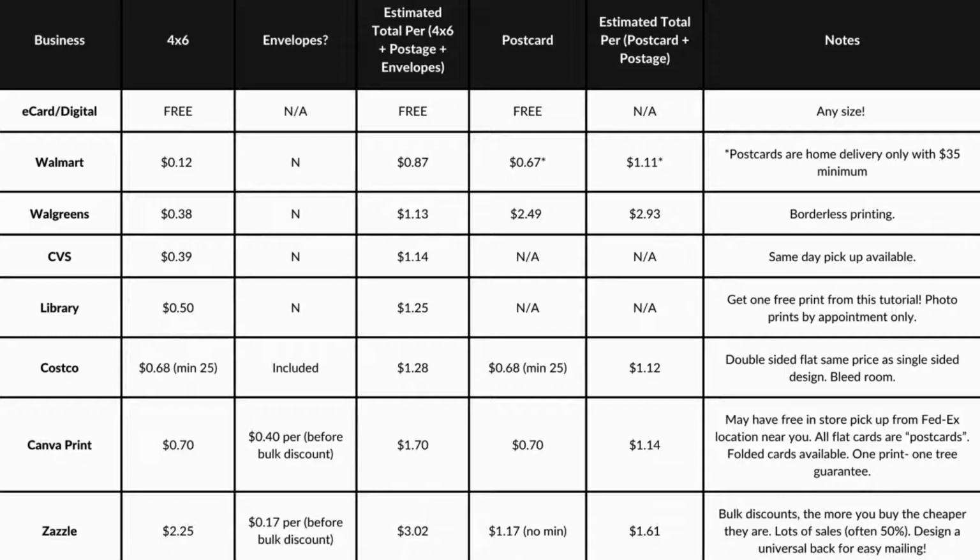Now, a couple other places that you can go to get your images and cards printed are Walmart, Walgreens, CVS. You can print them at the Digital Media Lab in the library. You can get them printed at Costco. Canva does have a print service. And then there's a website called Zazzle as well. So here is a little bit of a price breakdown for what it would cost to get a 6x4 or a 4x6, depending on if you're doing landscape or portrait, printed based on information available on different websites.